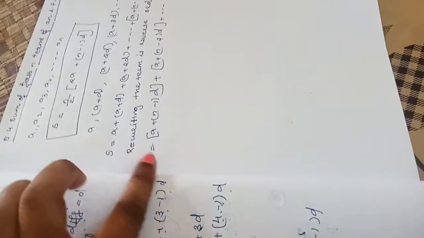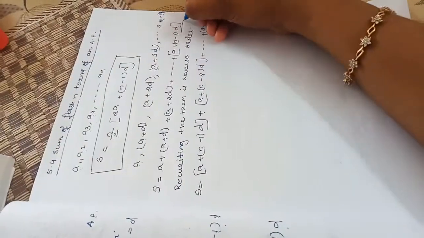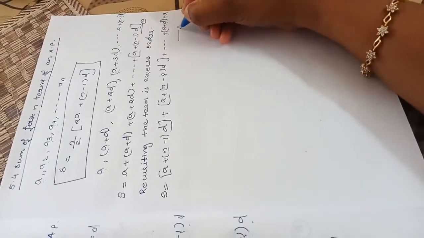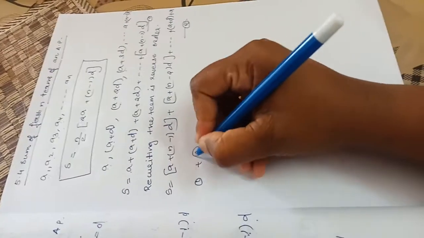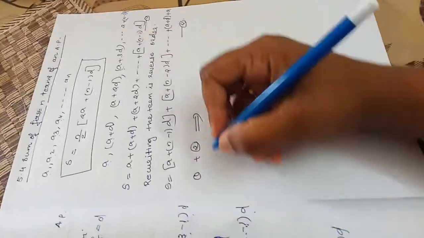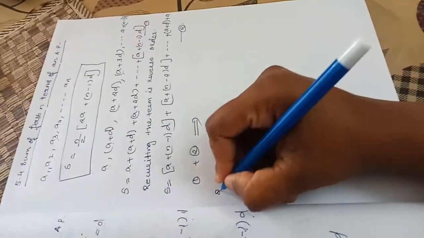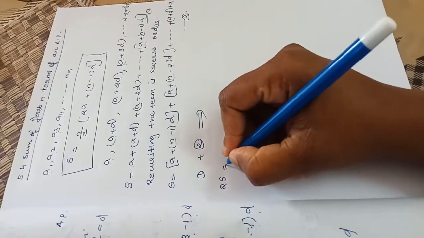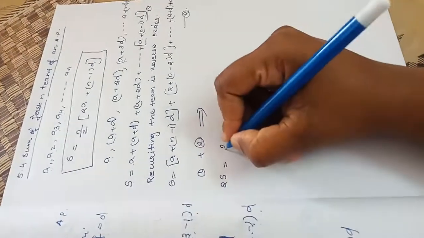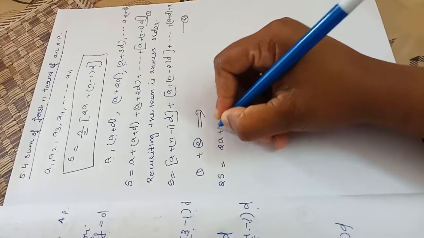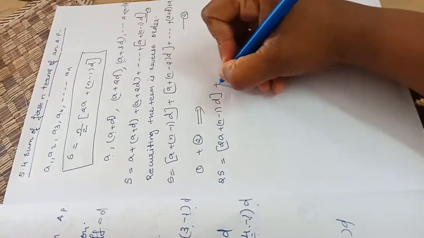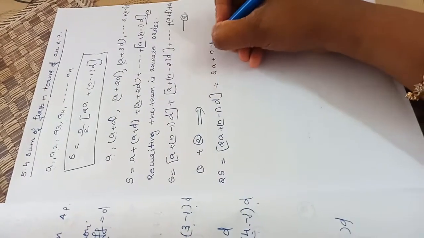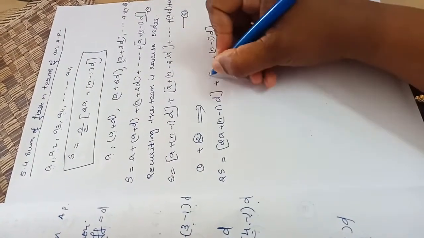Now we got S and S, both are equal. Okay, so denoting this equation as equation number 1 and this as equation number 2, I am adding these two equations, 1 plus 2. We will get S plus S is equal to 2S, which is equal to, we can write it like this, 2a plus n minus 1 into d. Again same term 2a plus n minus 1 into d.